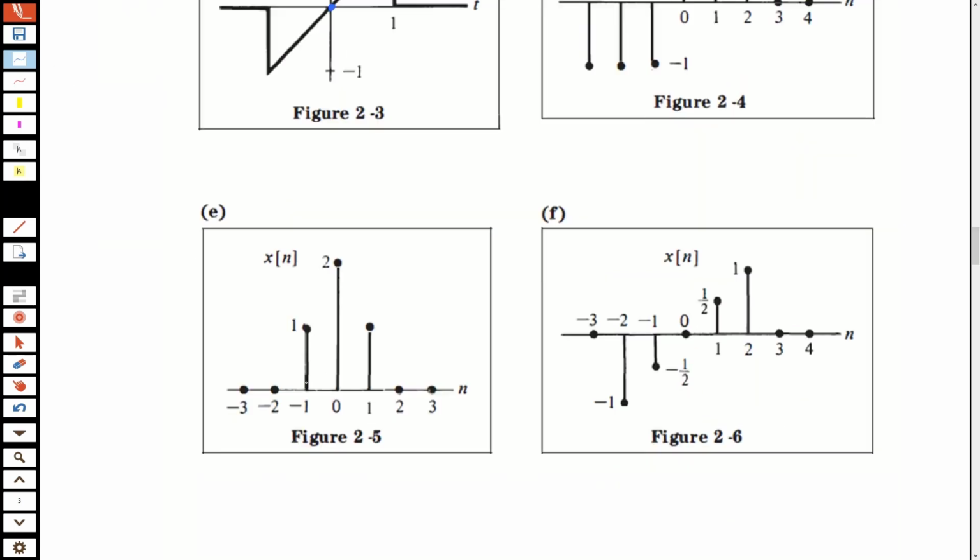This signal is even, no doubt. This signal x of minus 1 is same as minus of x1, all right. X of minus 2, which is minus 1, is same as minus of minus 1, that means this value. So yes, this is clearly odd.